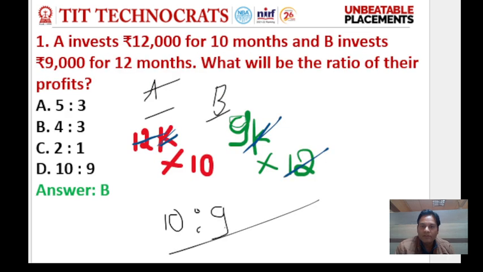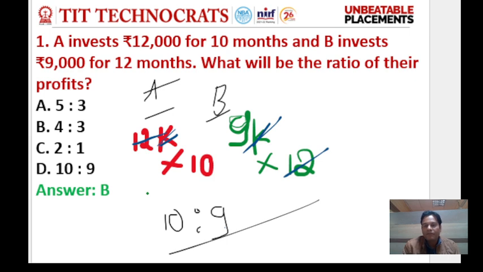Okay, next question. A invests 12,000 for 10 months and B invests 9,000 for 12 months. What will be the ratio of their profit? A's capital is 12,000 and B's is 9,000. A works for 10 months and B for 12 months. In this case, we will make the ratio of their profit by multiplying the capital and time, both data.